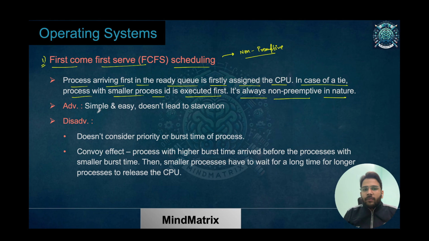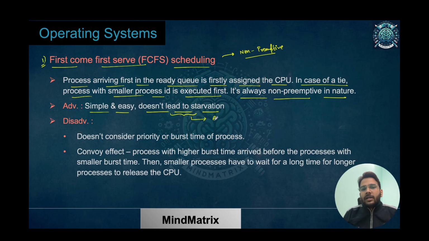Okay. What are the advantages and disadvantages of first come first serve? If we talk about the advantage, it is simple and easy. Whichever process arrives first, just allocate the CPU to that process. So it is very simple to implement. We can maintain a queue data structure, right? And it does not lead to starvation. Now this is a very important point.